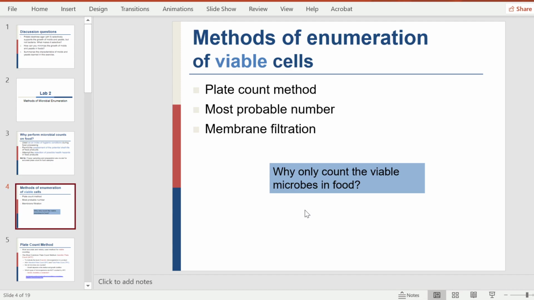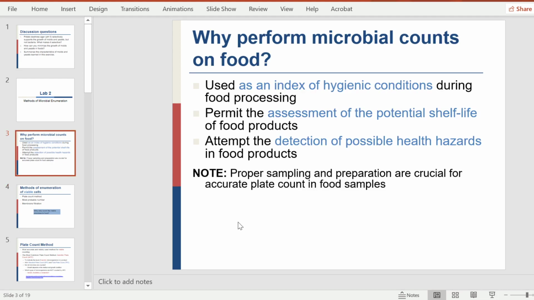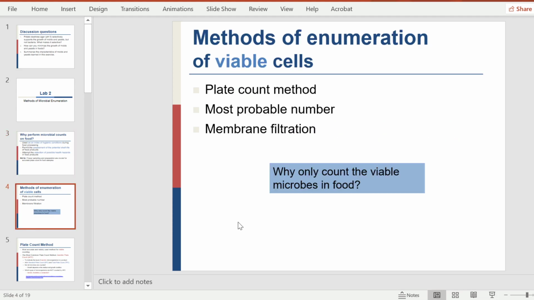So why would we only want to count the viable microbes in food? This is because the viable cells are going to be the only ones causing us any issues. So all these issues that we just talked about in the previous slide: hygienic conditions, shelf life, health hazards. If you have dead cells, then they aren't going to be causing food spoilage or any pathogenesis, anything like that for the most part. They also aren't going to be able to reproduce, so they aren't going to be able to cause the food to spoil even more. So we're really only concerned about the viable microbes.